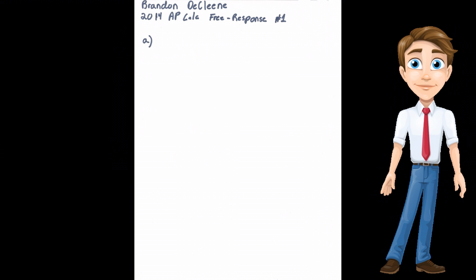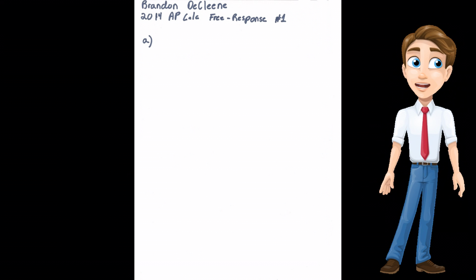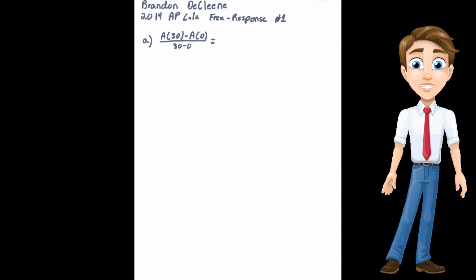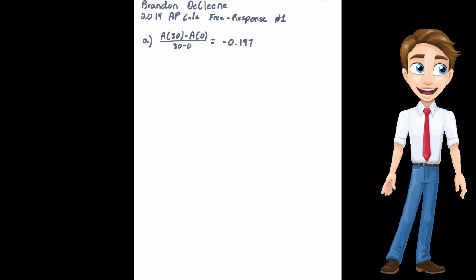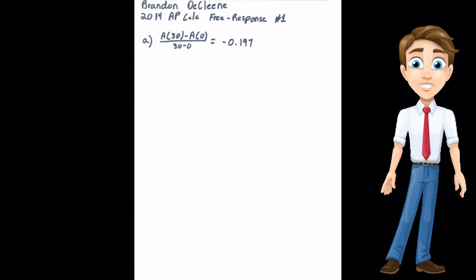The first part of the question is to find the average rate of change of A of t over the interval 0 is less than or equal to t, which is less than or equal to 30, and then indicate the units of measure. The average rate of change is just the slope, so we are going to take A of 30 minus A of 0 over 30 minus 0. After you grab your calculator and punch it in, you should get that it is approximately negative 0.197. For the units, A of t is measured in pounds and t is measured in days, so the units are pounds per day, and that is the answer to part A.